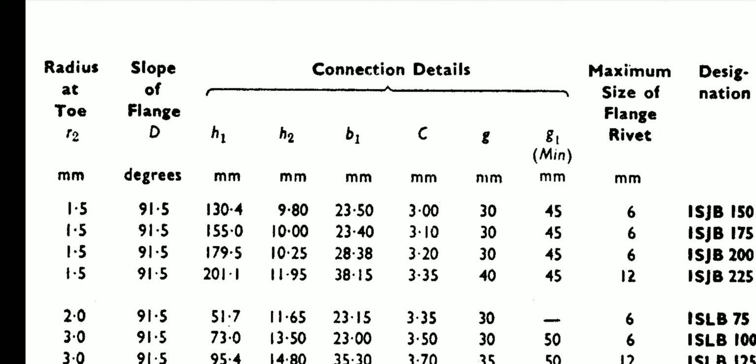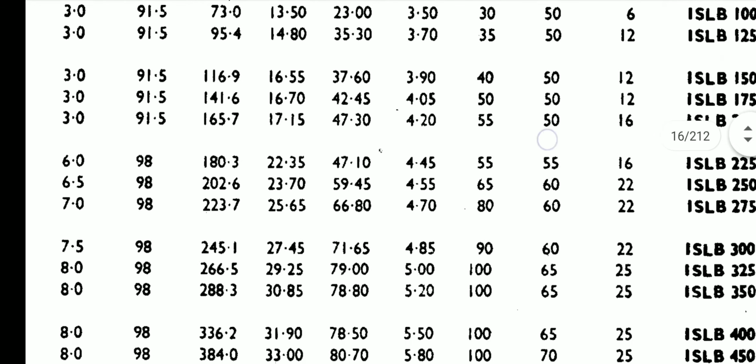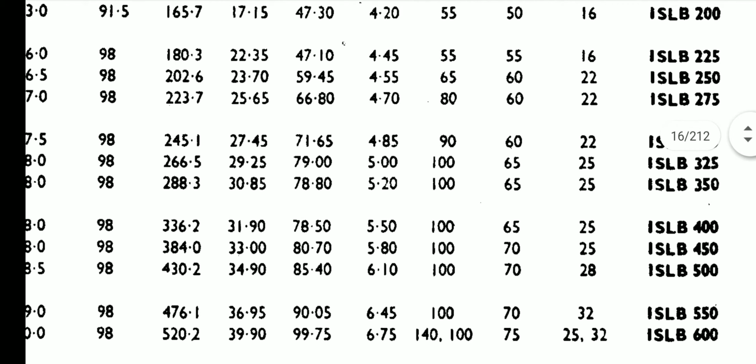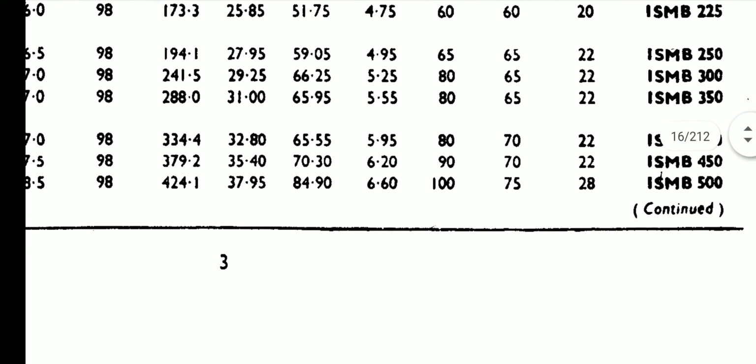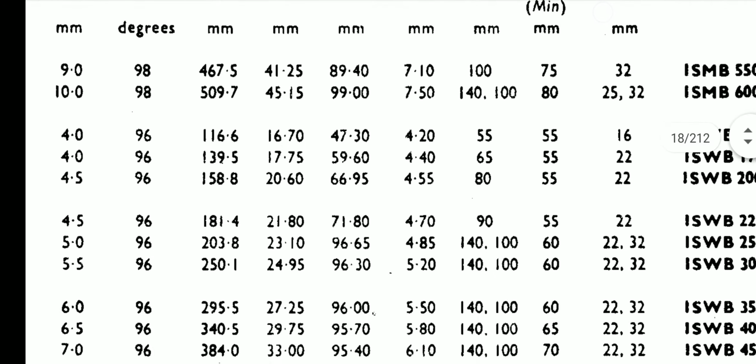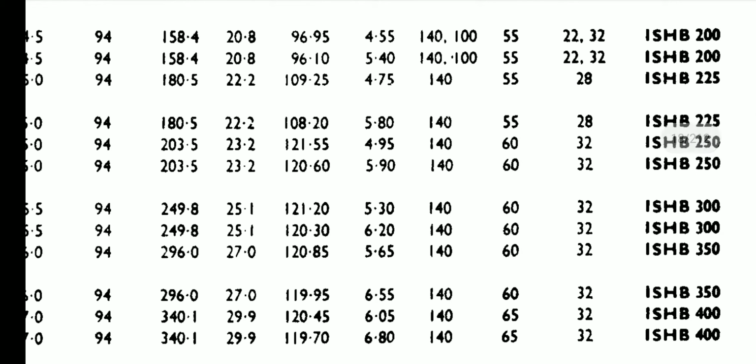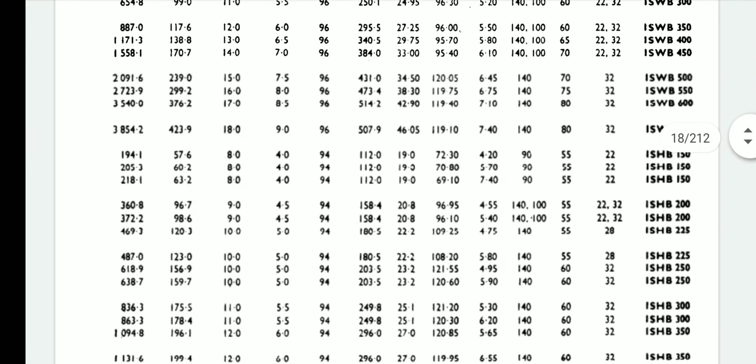Similarly, if you check with your ISC 350, the G value is given here. I'll just show you, ISHB 350. If you see ISHB 300, 350, the value is given as 140 mm. The gauge, or you can say the center to center distance between two bolts, is given as 180. And 140 should be common for all.